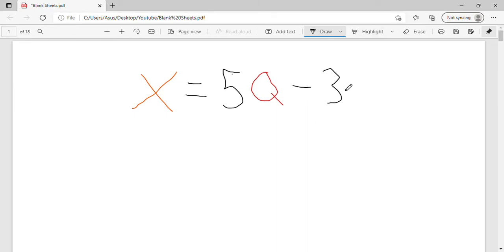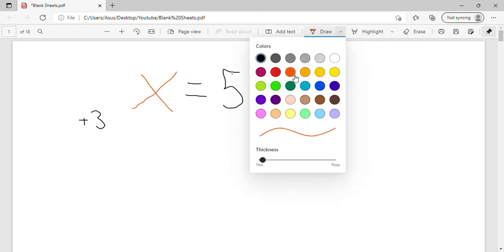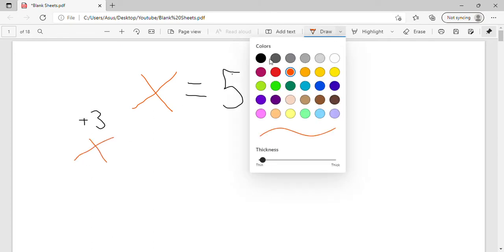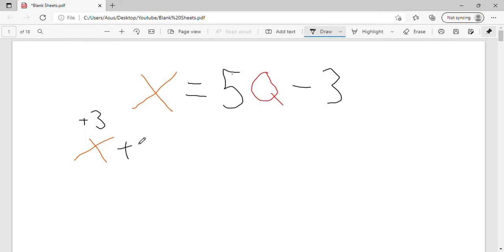So what we do first is we get rid of this minus 3. So we plus both sides by 3, plus 3 being the opposite of minus 3, right? We plus 3 to both sides. So that gives us X plus 3 equals 5Q.